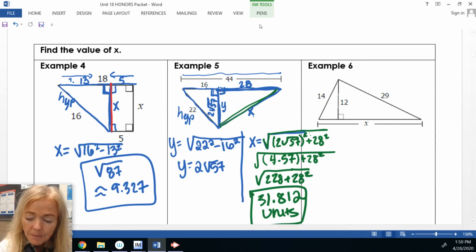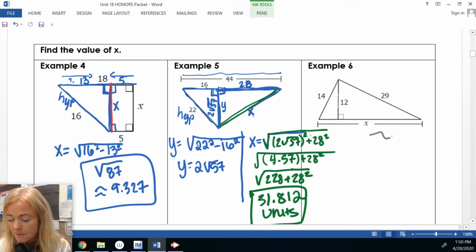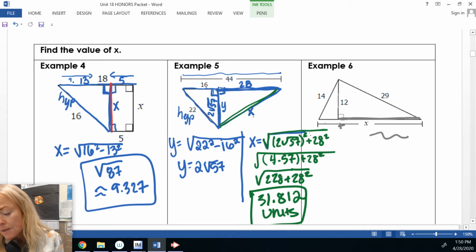Example 6, I'm going to probably have to use a different color here. I'm just going to use this color. I've never used it before. Well, that's kind of cool.